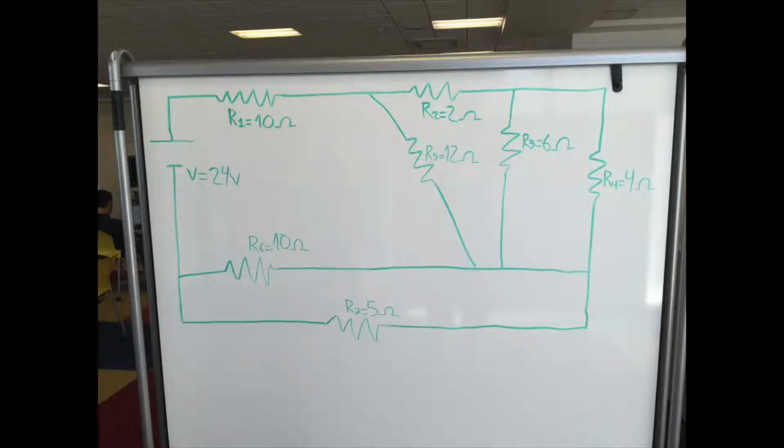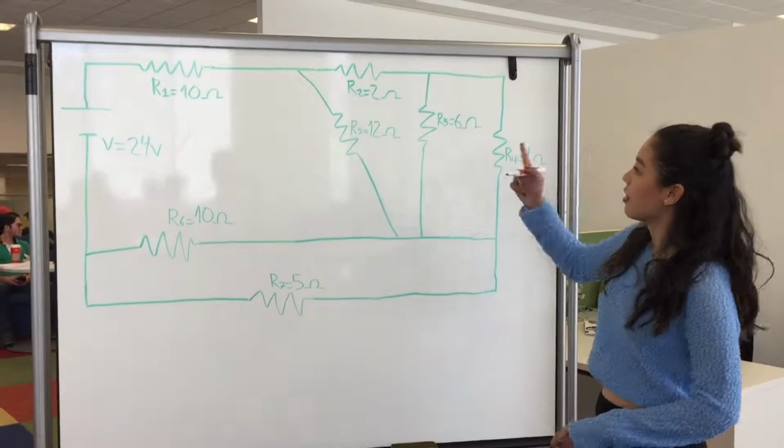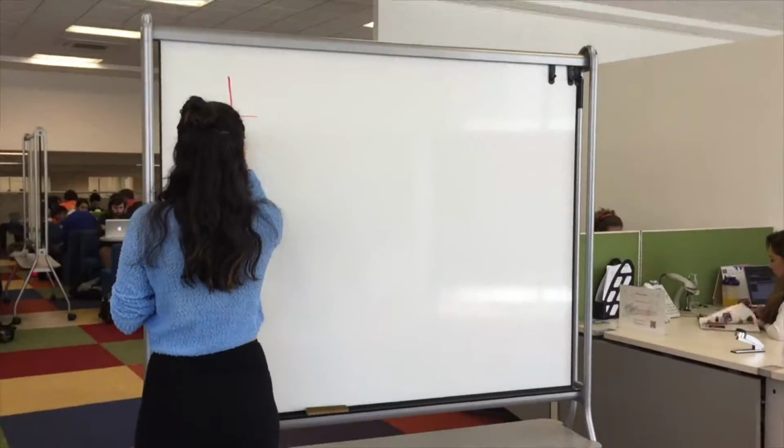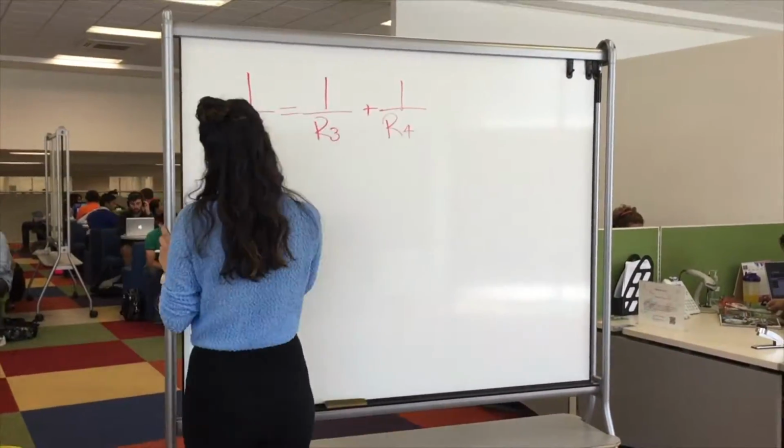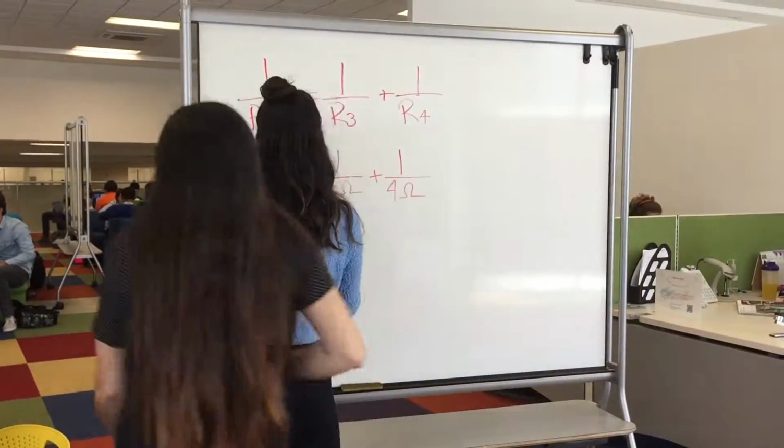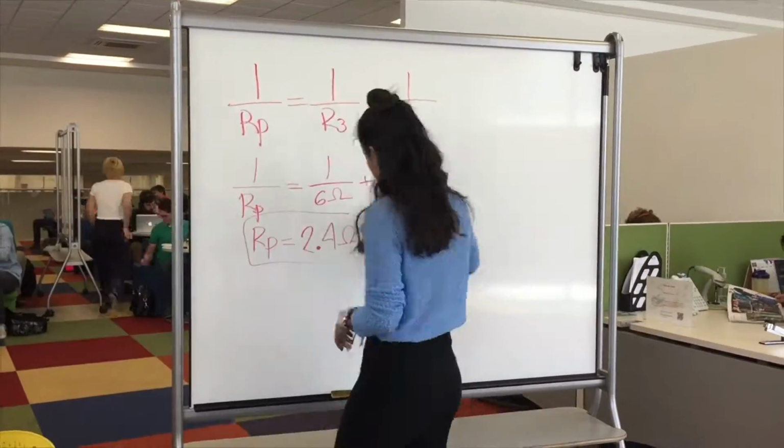So, we analyze the sketch and we conclude that we can eliminate resistances to make it easier. First, we can eliminate resistance 3 with resistance 4. And for this we use the formula for resistances in parallel, that is 1 over resistance 1 plus 1 over resistance 2. So we substitute and we get 1 over 6 ohms plus 1 over 4 ohms, and then we get 2.4 ohms.